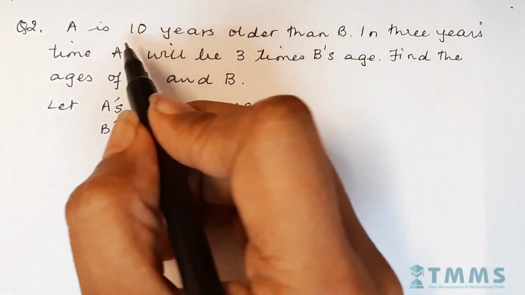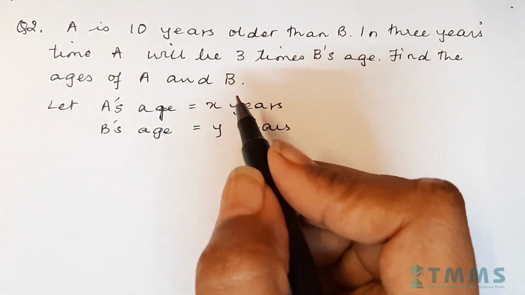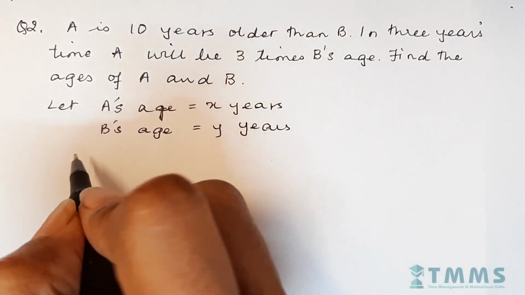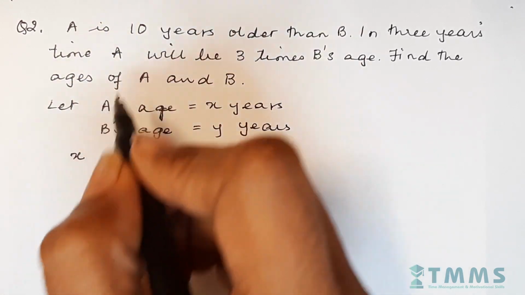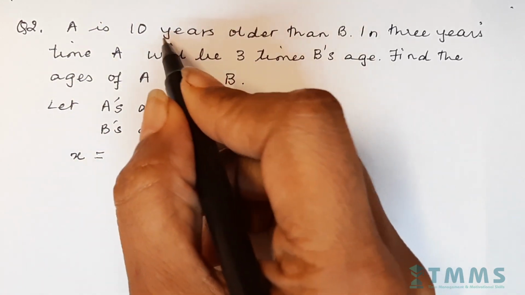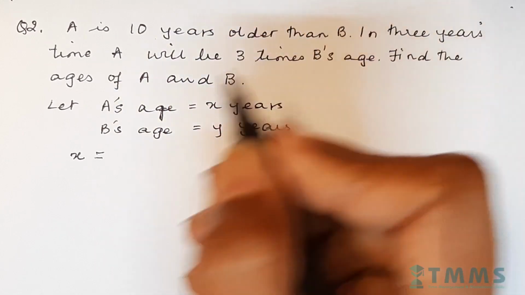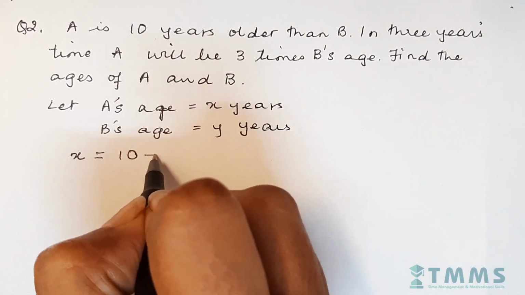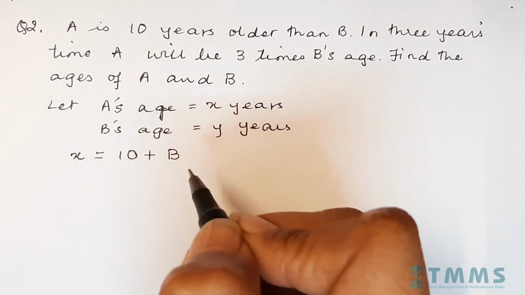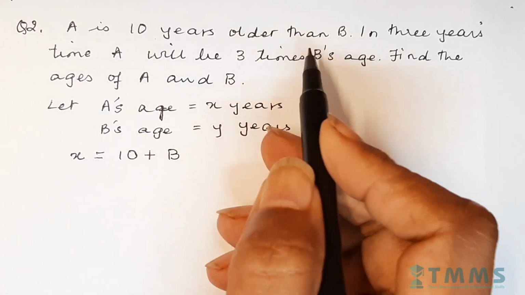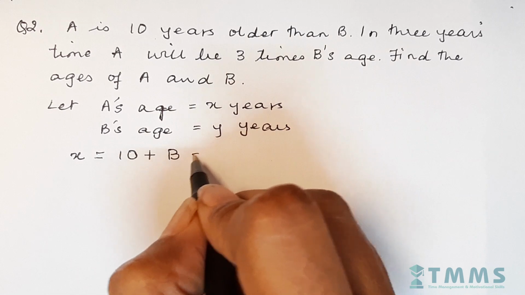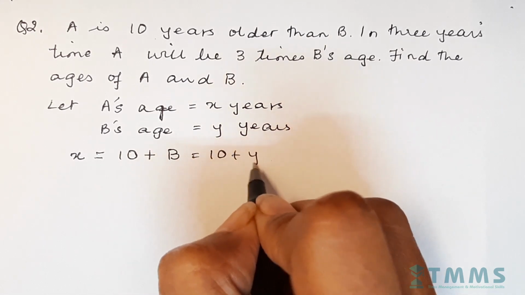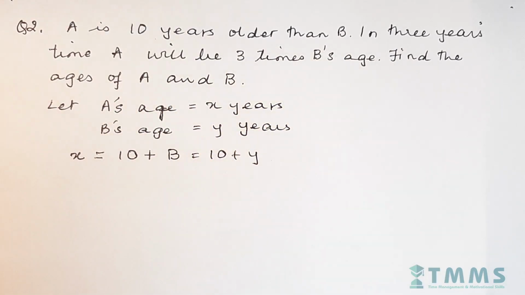And so, if A is 10 years older than B, that means A's age, X, is equal to 10 years older than B, which means 10 plus B. Now, if you are wondering whether it should be 10 into B's age, which means 10 plus Y, whether you should write 10 plus Y or 10 into Y.